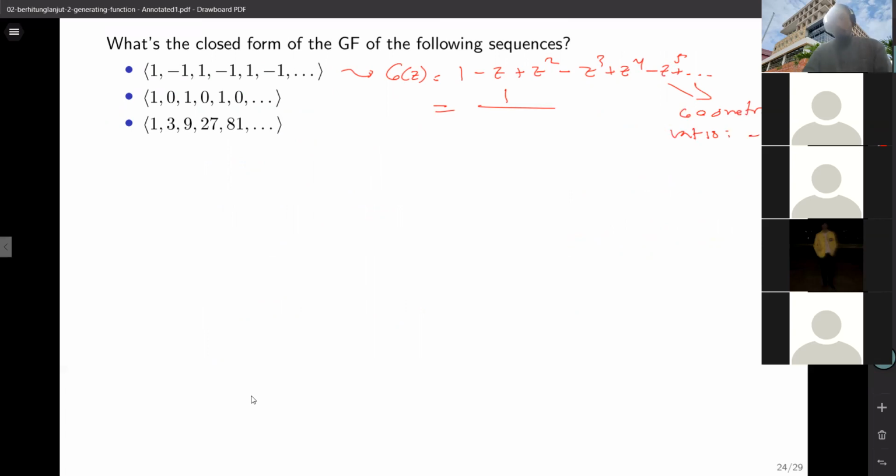Minus Z. Correct, minus Z. So therefore, this becomes 1 over 1 plus Z. Correct. Now, what about this one?